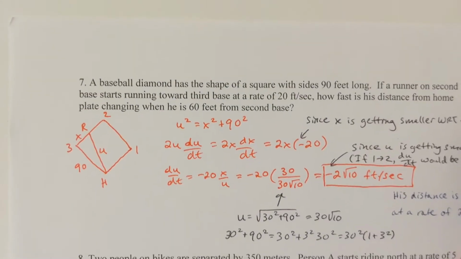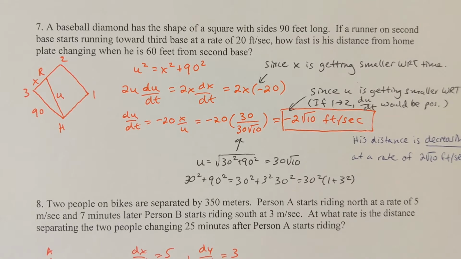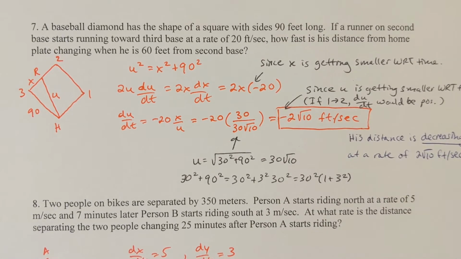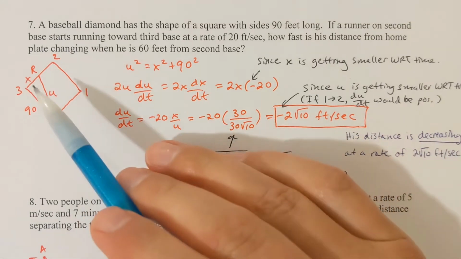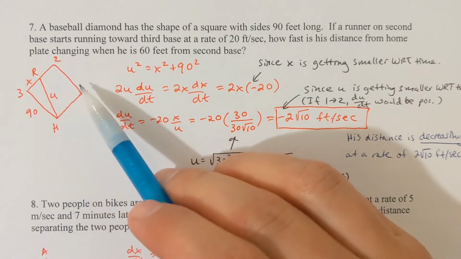Let's take a look at problem 7 next. So it says a baseball diamond has the shape of a square with sides 90 feet long. If a runner on second base starts running towards third base at a rate of 20 feet per second, how fast is his distance from home plate changing when he is 60 feet from second base? Okay, so if he's 60 feet from second base, he's going to be 30 feet to third base then, right? Since each side of this square is 90 feet.